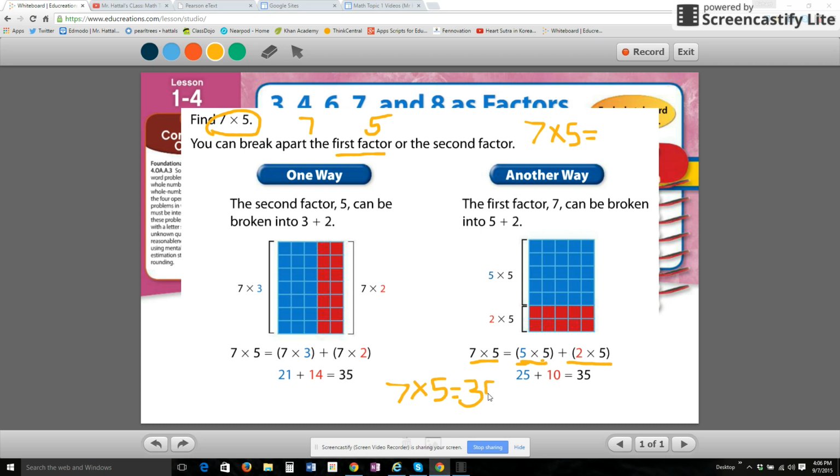So it's breaking apart either of the factors. You can do the first factor or the second factor to make it an easier math problem to solve.